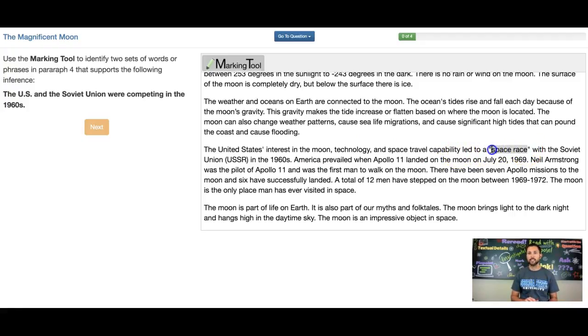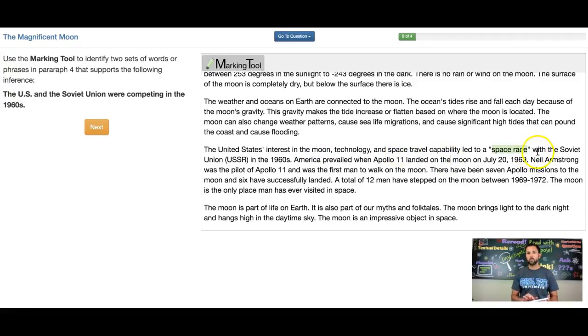Right away, I see this idea of race, and it's quoted, which means that the author is trying to put emphasis on this little phrase here, space race. So this is going to be one of the two that I mark, the space race, because they're trying to get there, right? They're both racing for it. And what are they racing? Well, they're racing for space. They're trying to get to the moon. They're trying to get into space travel.